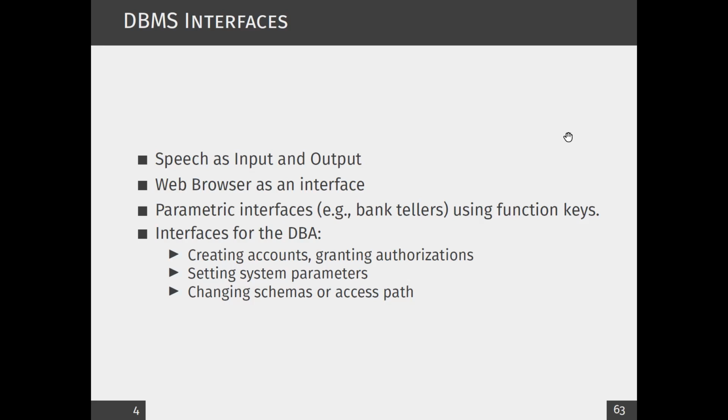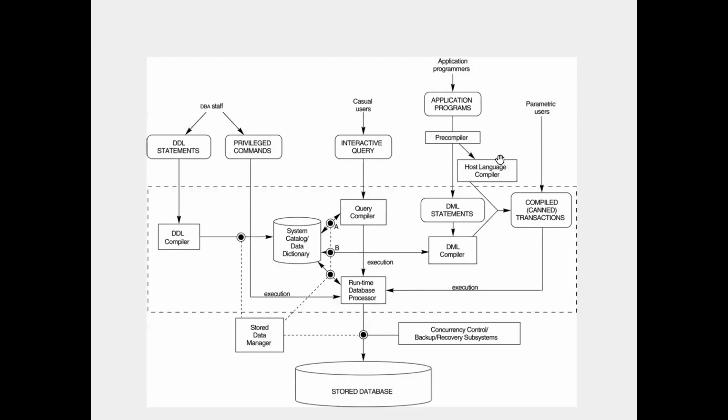And then there are some interfaces for administrators, which they can use to create accounts and grant different authorizations, such as some users being authorized only to read data, and some users being authorized to read and write, and so on. They can also set system parameters, and they can change the schemas, the structure of the database, and even how they access the data. We call these access paths.